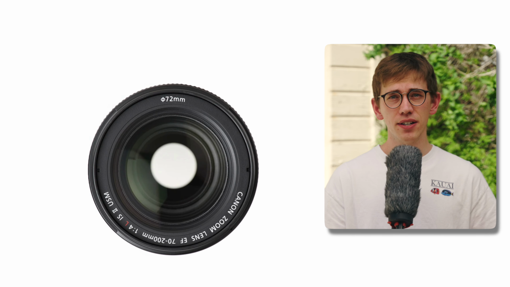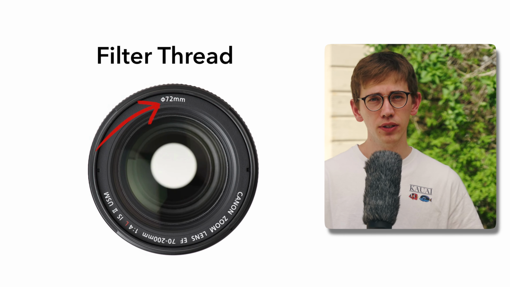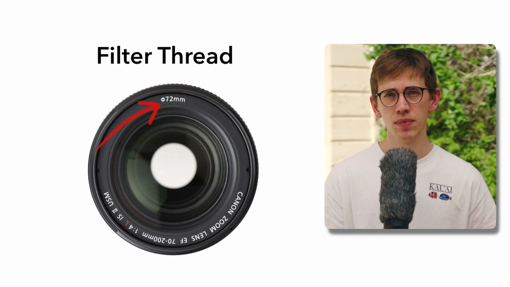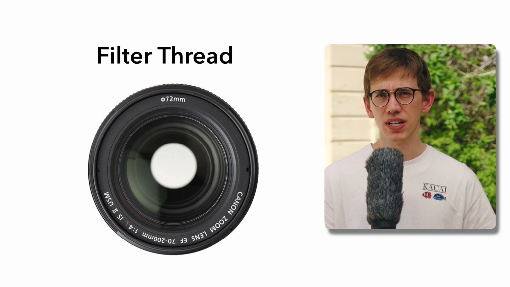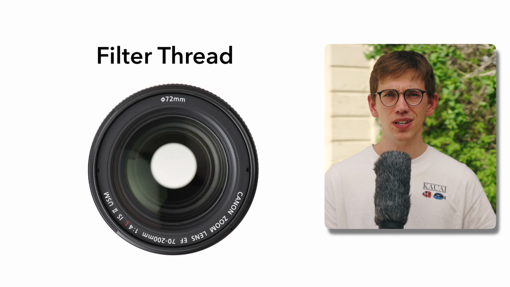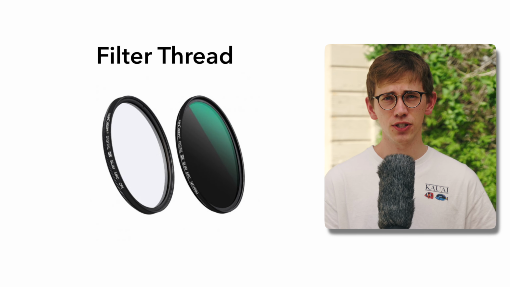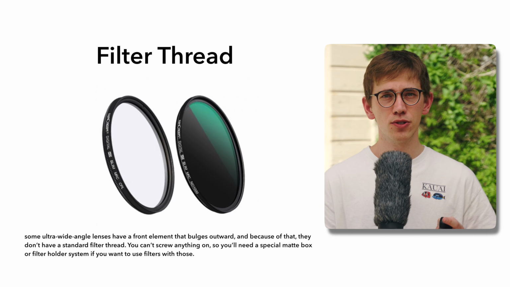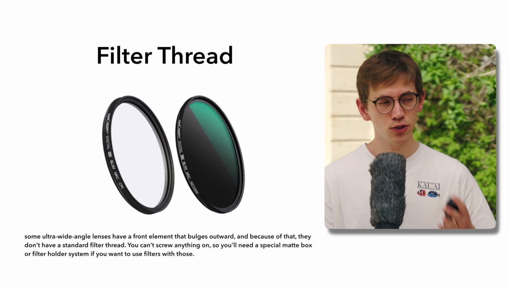While you're looking at the front of your lens, you'll also see a small number followed by mm, with a little circle and a line through it, something like 72. And that's the filter thread size. If you ever want to use ND filters, diffusion filters, or polarizers, that's the size you'll need, so always check that before buying a screw-on filter.